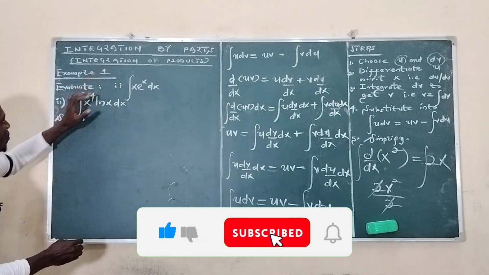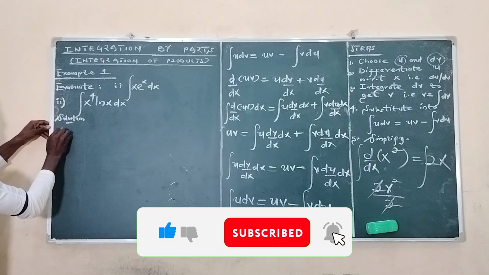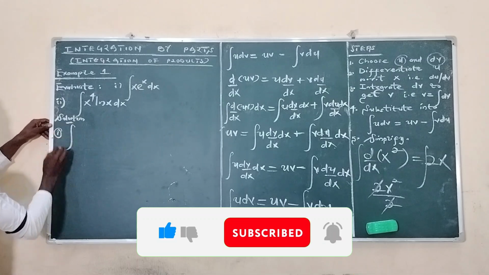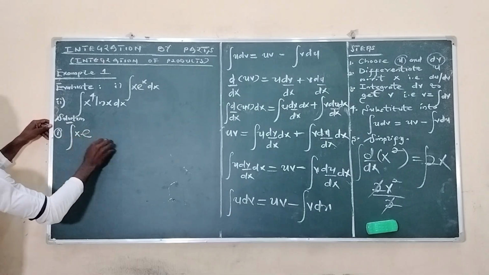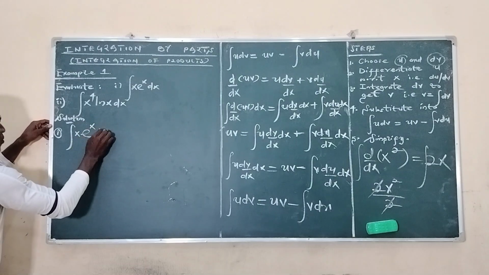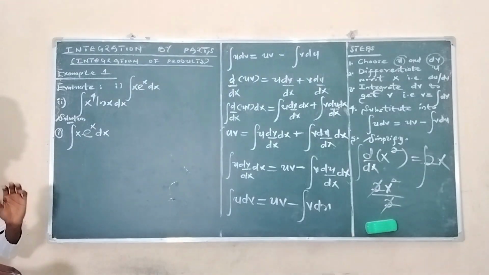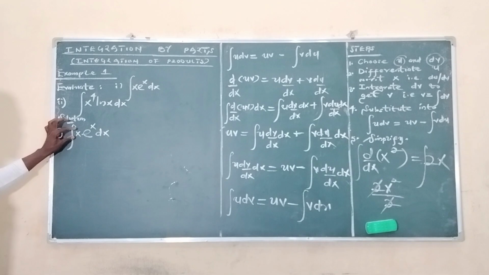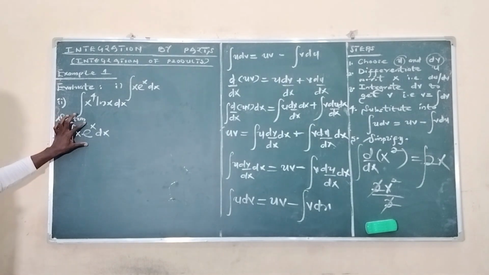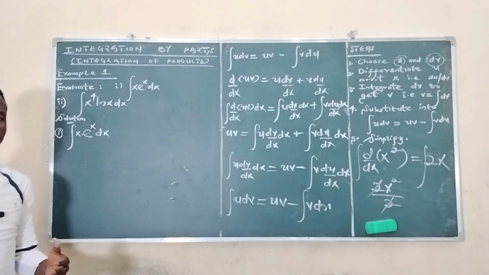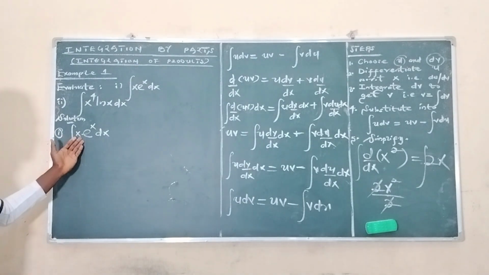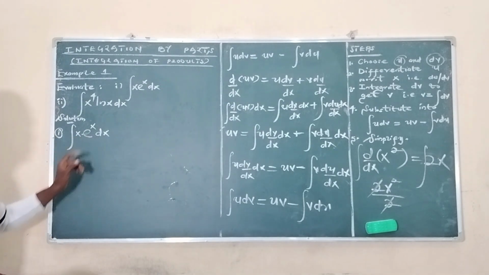Now, the first part of this example is given by I. So we have the integral of x exponential x with respect to x. This is what we want to integrate. If you look, this is x multiplying another function, exponential x. The question is, what should be our u? Should our u be x or should our u be exponential x?